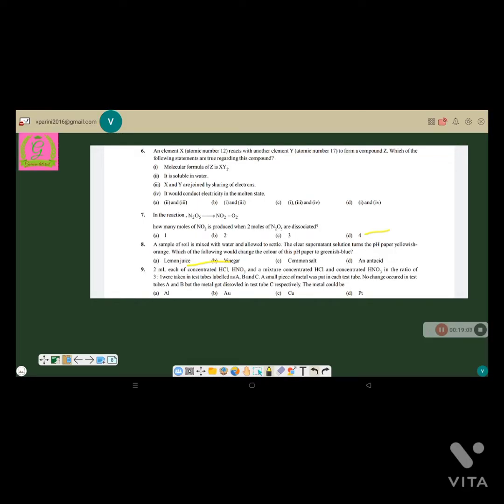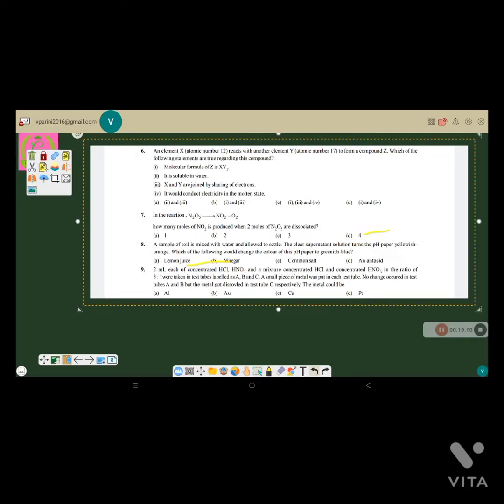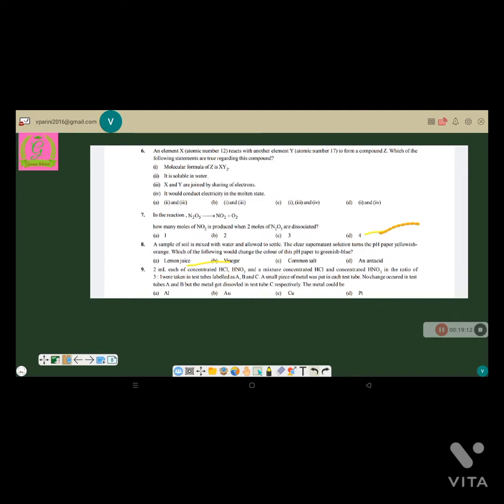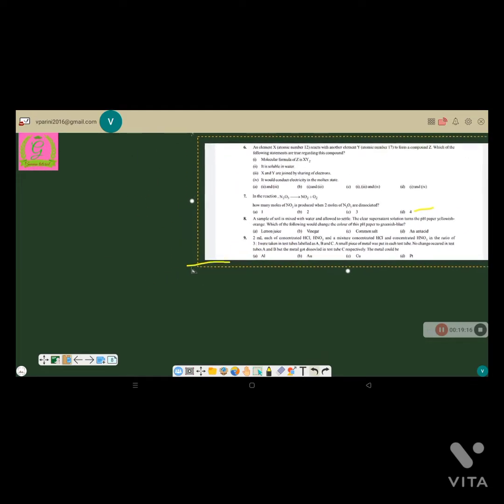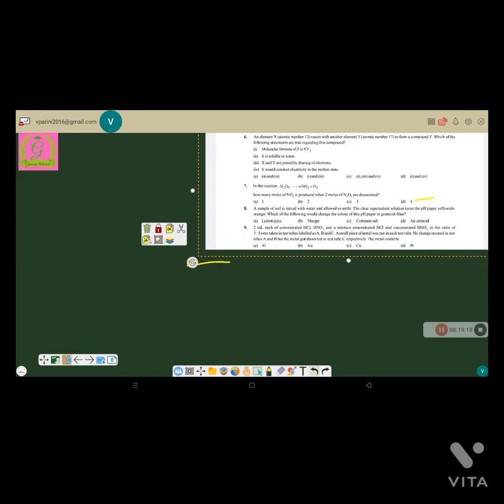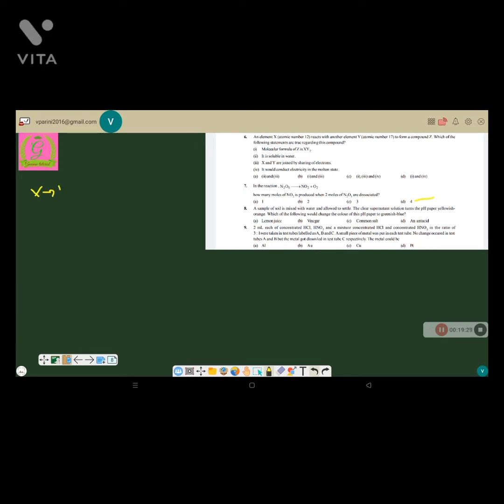Question. In this question, they gave an element X with atomic number 12. Atomic number 12 means the element is magnesium. Using Lewis dot structures, X has two outermost electrons.